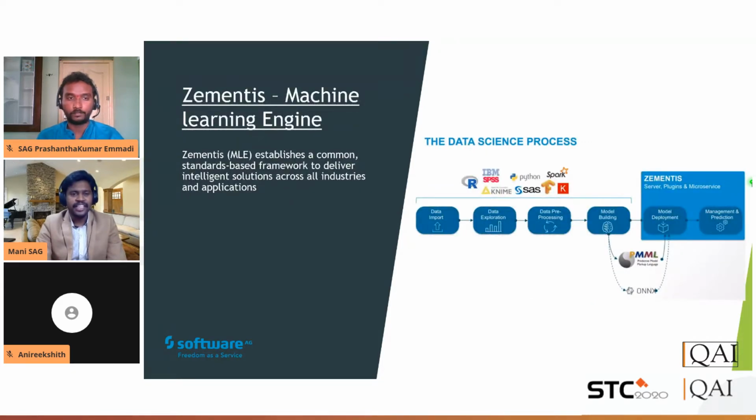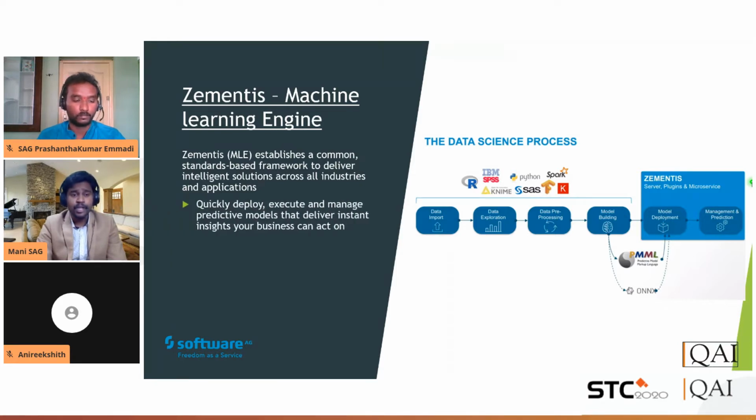Zementis is our machine learning engine. We do predictive analytics using this specific product line. We require this to productionize our models, right? As you can see on the right side of the screen, the usual data science process goes all the way from exploring the data and getting these models to deployment, right? The machine learning engine achieves that purpose. We let you quickly productionize these models and scale them as well.